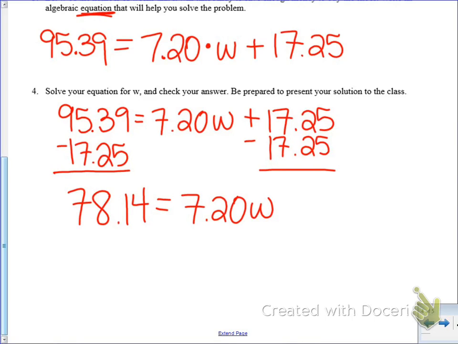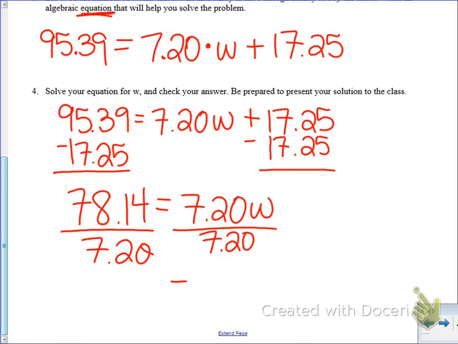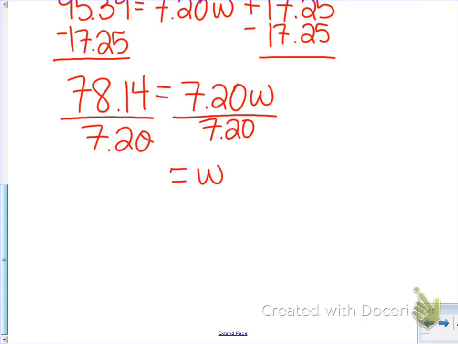Now here I see that I'm multiplying, so how do I undo this multiplication? Division. And I end up with how many weeks? Approximately 10.85. Now, I don't really like that that's a decimal, so should I round up or round down in this situation? Up.